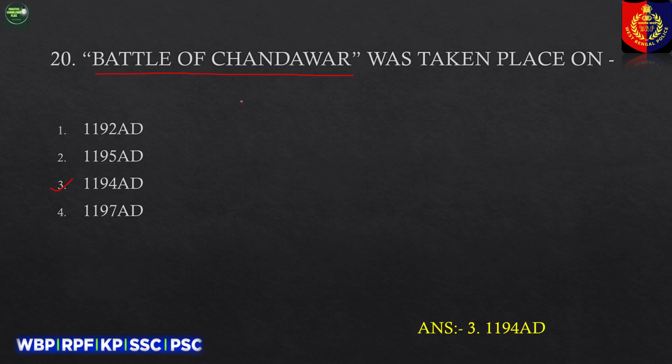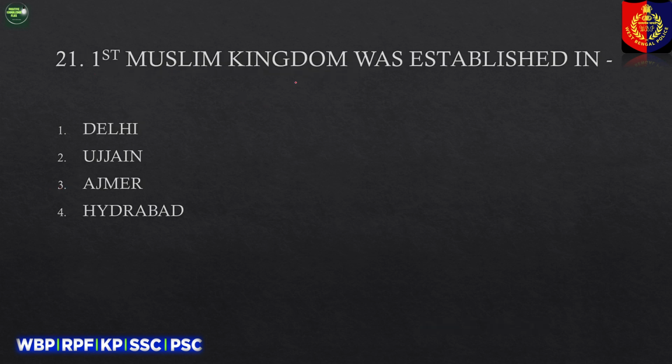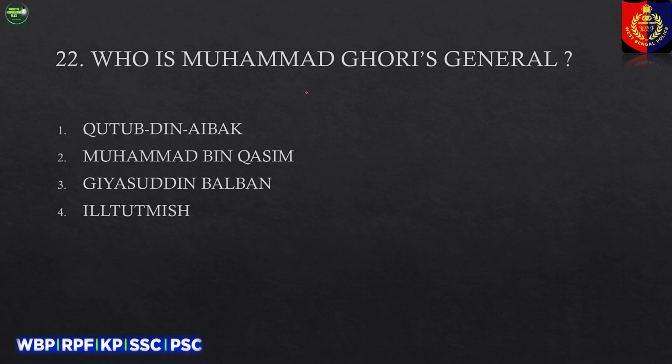Okay. Next question. First Muslim kingdom was established in. So the right answer will be option 3, Ajmer. Next question. Who is Muhammad Ghori's general? So the right answer will be option 1, Kutubuddin Aibak.